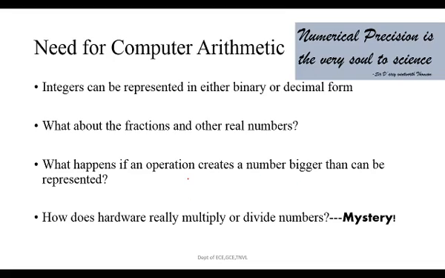So the next point is what happens if an operation creates a number bigger than can be represented. So we are performing an operation. So we are adding two 4-bit numbers. So if an operation creates a number of 5 bits, then definitely we are in need of one more bit. So we want to make the space of the computer memory very much large.